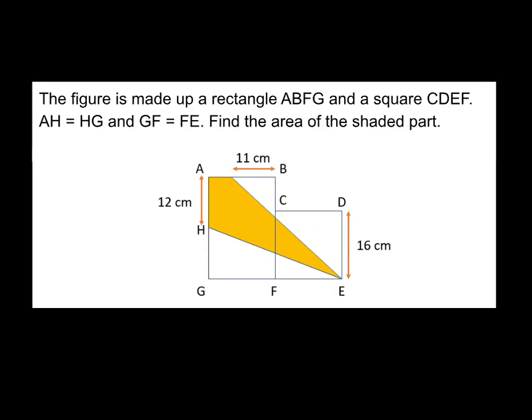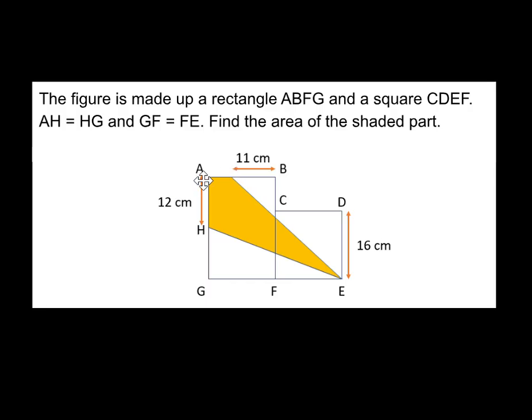Hi, let's look at this question together. The figure is made up of a rectangle ABFG and a square CDEF. AH is equal to HG and GF is equal to FE. Find the area of the shaded part.